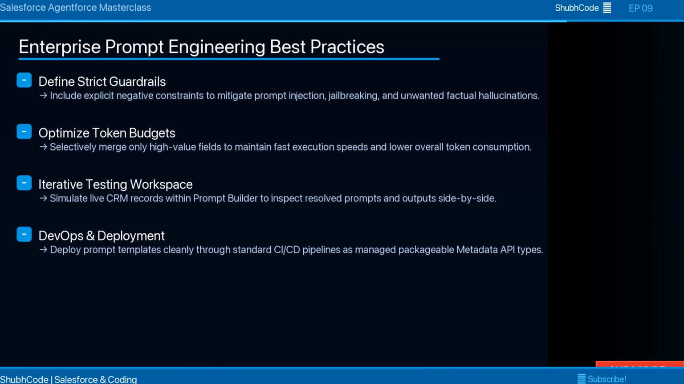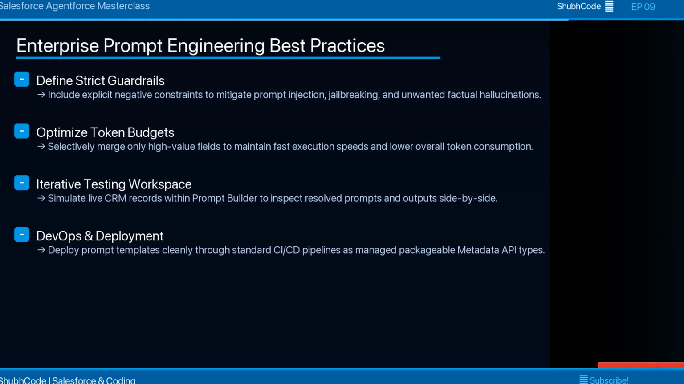As a Salesforce architect, your prompts must be resilient, secure, and highly cost-effective. First, always define explicit system instructions that instruct the LLM what not to do. This prevents prompt injection attacks where a user tries to hijack the model. Second, manage your token spend by only pulling fields that are absolutely necessary for context. Finally, leverage the built-in testing workspace in Prompt Builder to run real-world record simulations. This lets you observe the raw resolved prompt and the model response side by side, ensuring perfect alignment before moving to production.